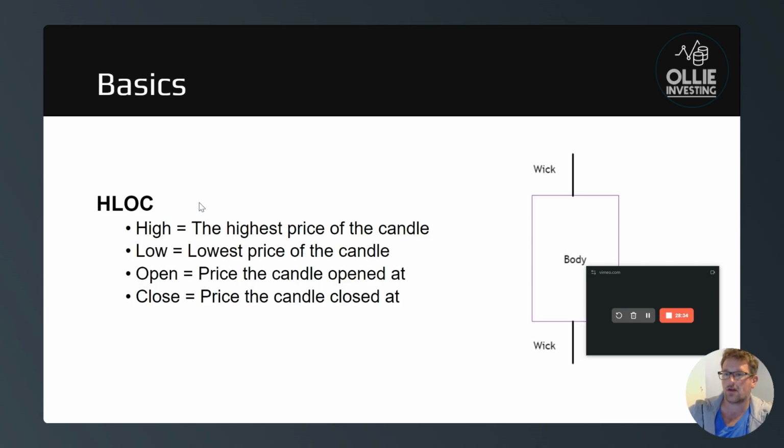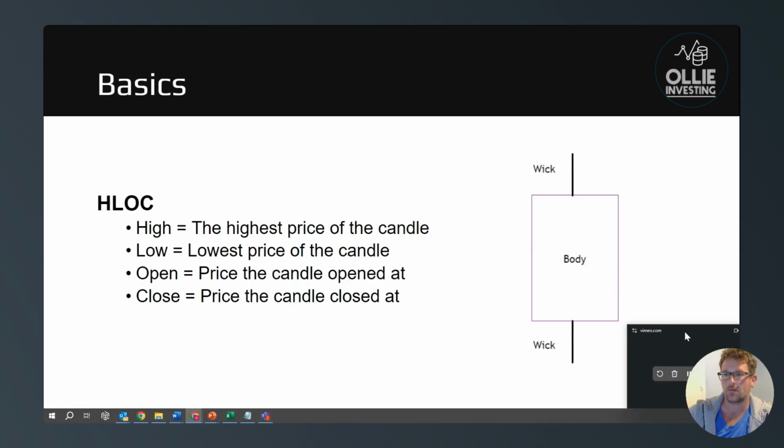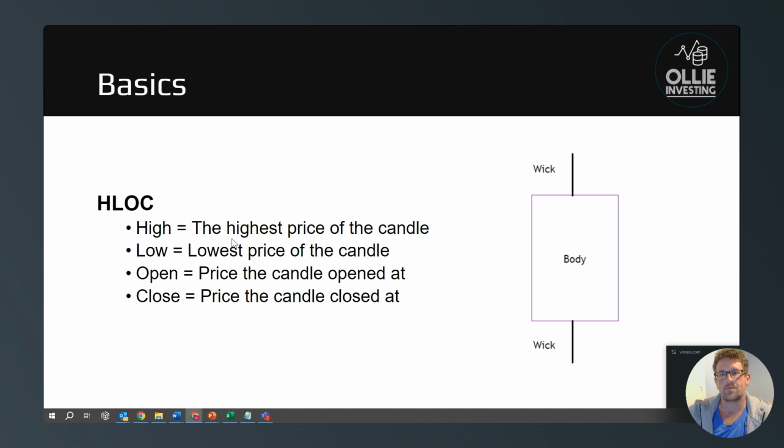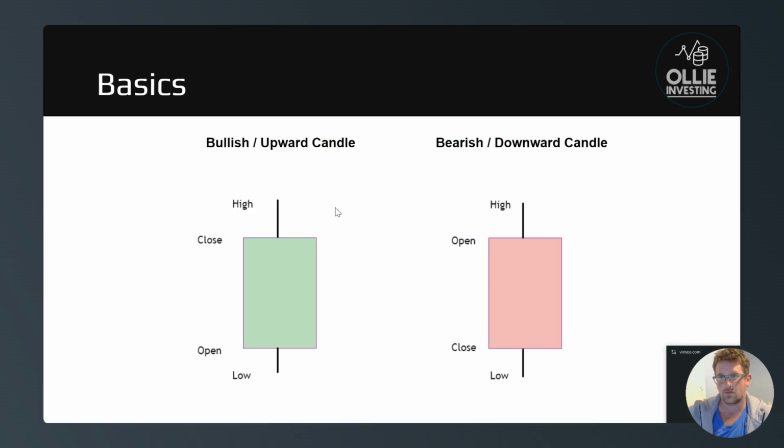In terms of how it's made up, it's essentially made up of 3 things. You've got the body and the wick. I think it's also known as a shadow. And essentially, what you will see is the high is the top end of the wick. That's the highest point, even though it didn't close there. The low is the lowest point, and then you've got the open and the close.